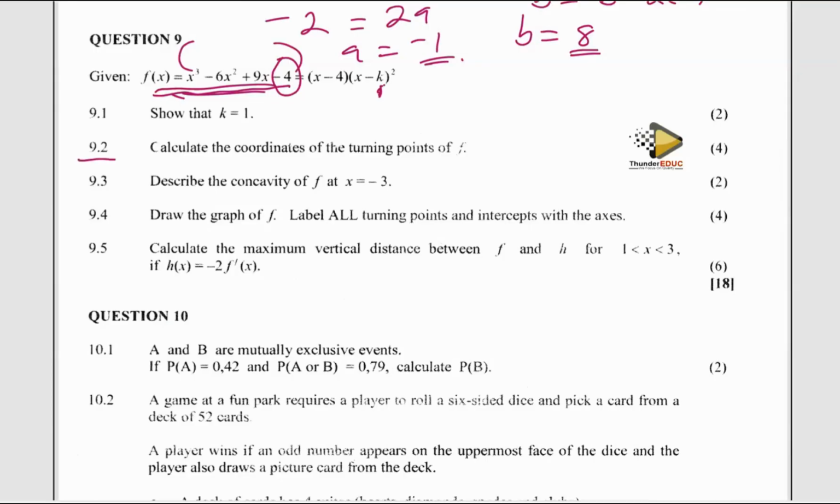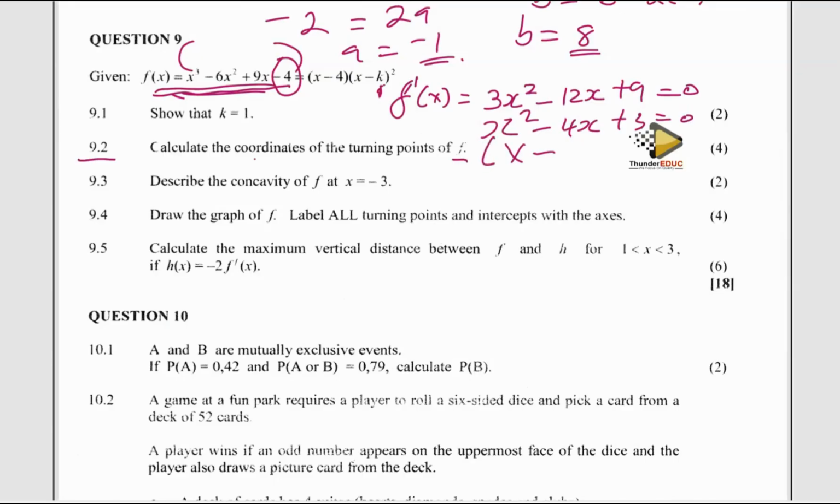All right, then 9.2, they want the coordinates of the turning points. So for the turning points, we need to find the first derivative of f. So that's going to be 3x squared minus 12x plus 9. We equate this to 0. When you divide through by 3, you have x squared minus 4x plus 3 is equal to 0. Meaning you have x minus 3, x minus 1 is equal to 0. Turning points are going to be x is 1 or x is 3.